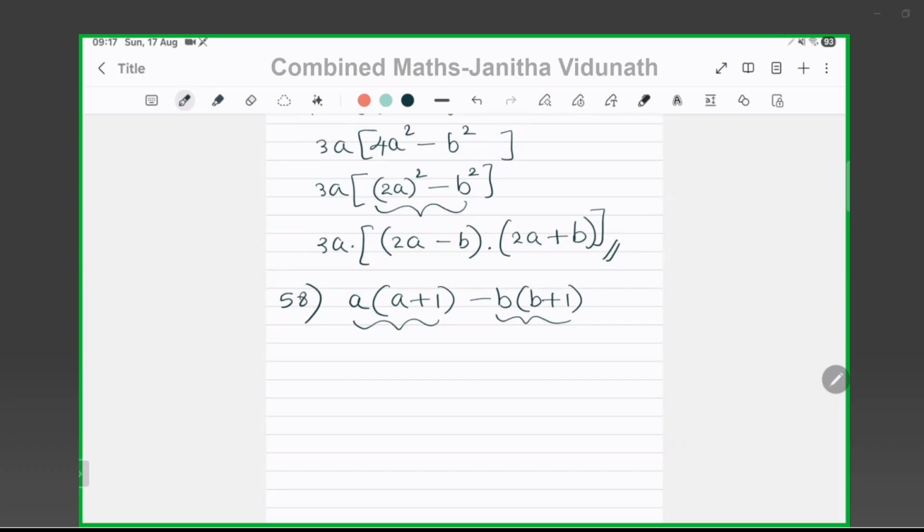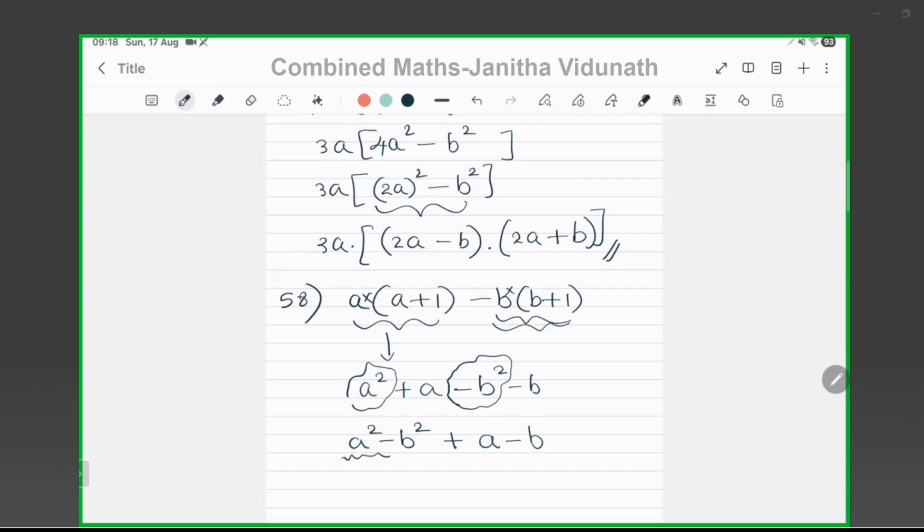We can simply remove the brackets by multiplying. From this we get a square plus a. From this side we get minus b square minus b. Now we can see there are two square terms. Then we need to group them as one group. Then we get a square minus b square, and from the remaining terms we have a minus b.